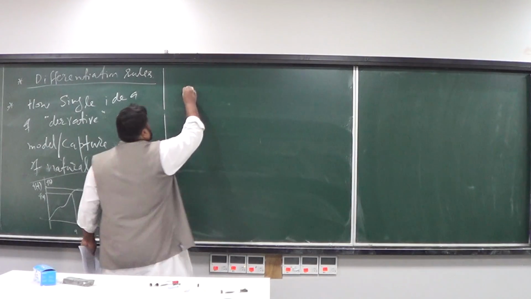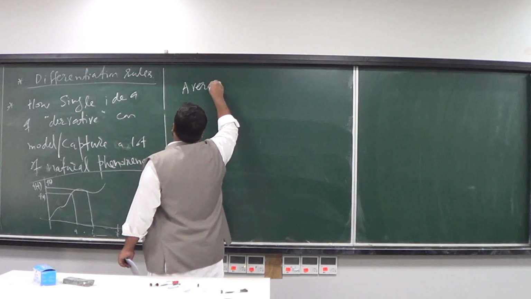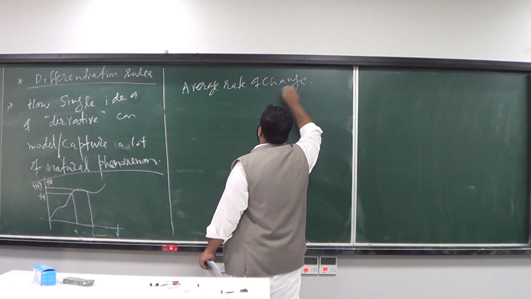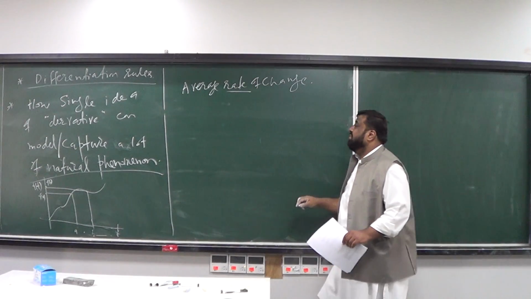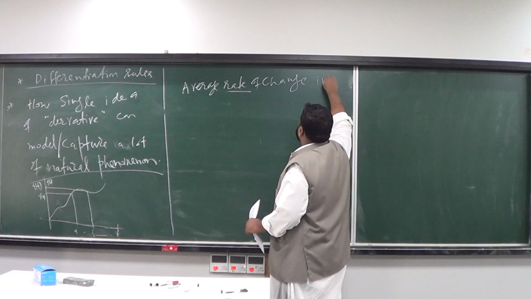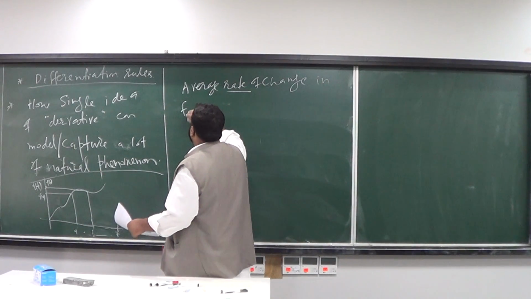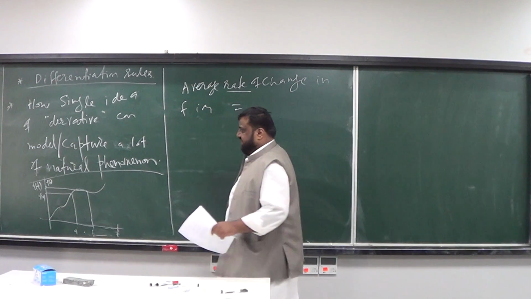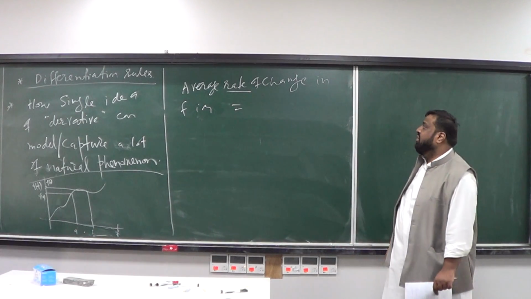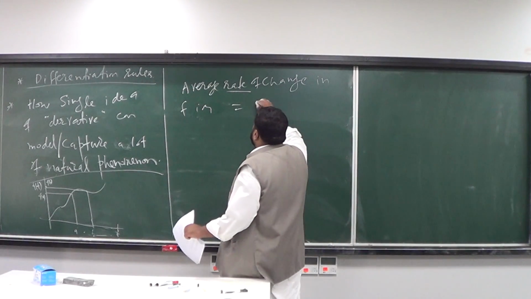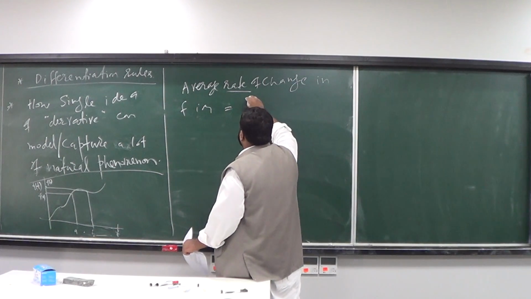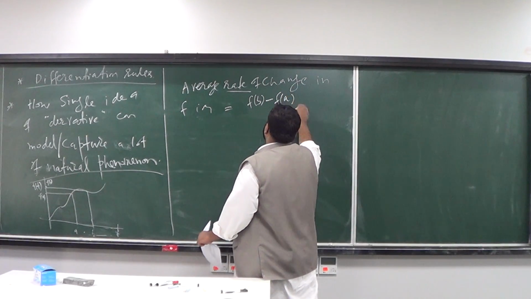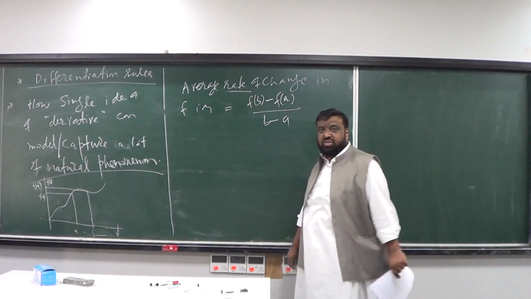So the average rate of change in f, where f is representing your earnings over time, is f of b minus f of a over b minus a. So this is what it's going to be.